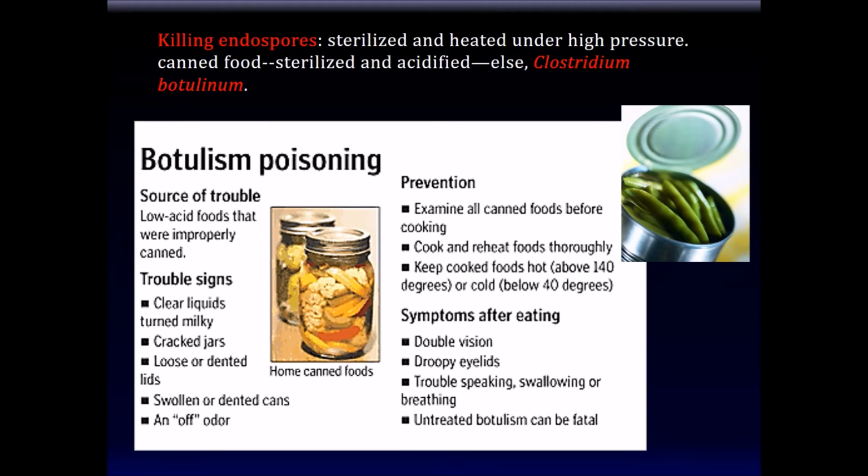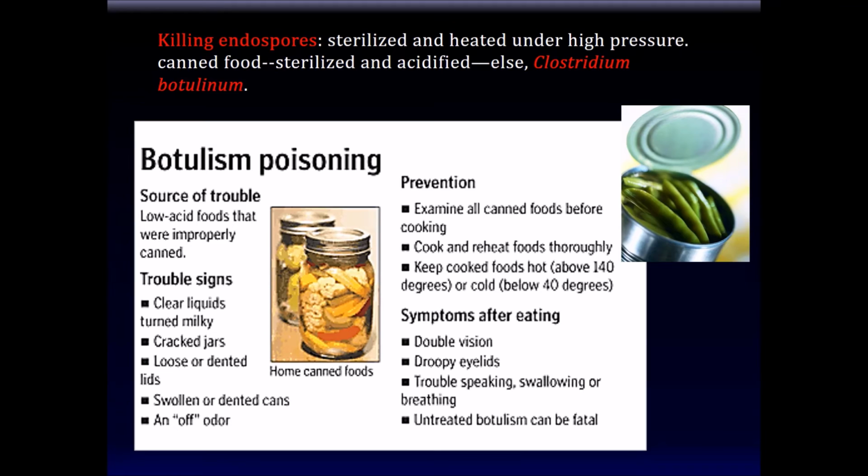Okay, once you open it, you have a possibility of getting endospores again. Clostridium botulinum, Clostridium difficile. Okay, two different species, same genus. So this one also makes spores, right? So if you see swollen, dented cans, don't do it. Off odor, don't use it. If you reheat stuff, make sure you really reheat stuff.